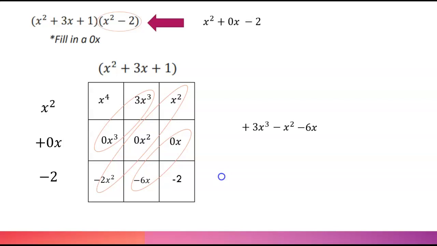And then we can just put the x to the fourth in the front and minus 2 on the last as our last term. So the answer is x to the fourth plus 3x cubed minus x squared minus 6x minus 2.